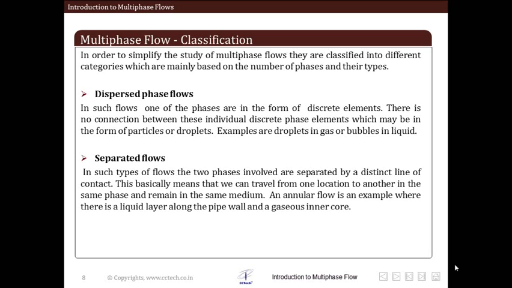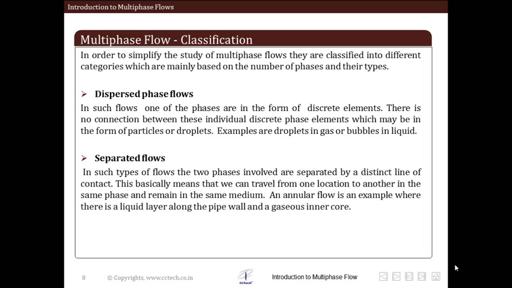Multiphase flow is a very vast field of study. It involves study of fluid mechanics, study of heat transfer or energy transfer, as well as mass transfer. In order to make things simpler, multiphase flows are generally classified into different types. These types are generally based on criteria like number of phases involved, the type of phases involved, the sizes of the phases involved, and as well as how the phases interact with each other. We will study each of these types in brief as we progress.